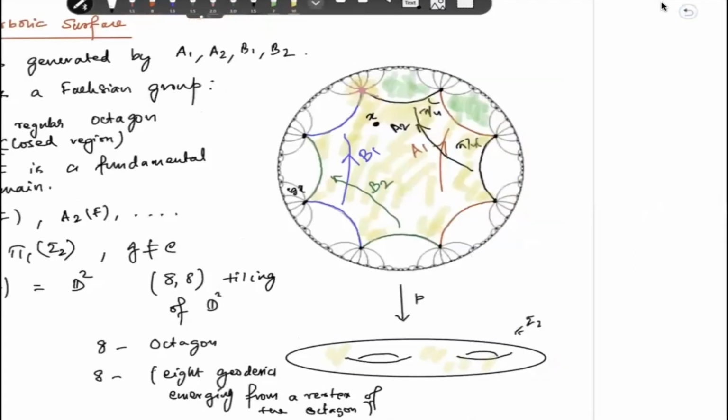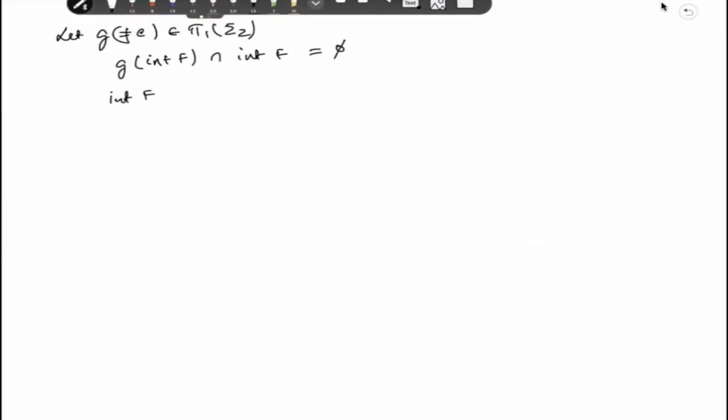Yeah, so let me write this thing. If I take any g which is not equal to identity in this fundamental group of the genus 2 surface, then g of the interior of F intersection the interior of F is empty. So this is true for all non-identity elements. Therefore, this F is a fundamental domain. So we got hold of a fundamental domain, and this interior of F is an open set containing the point x.